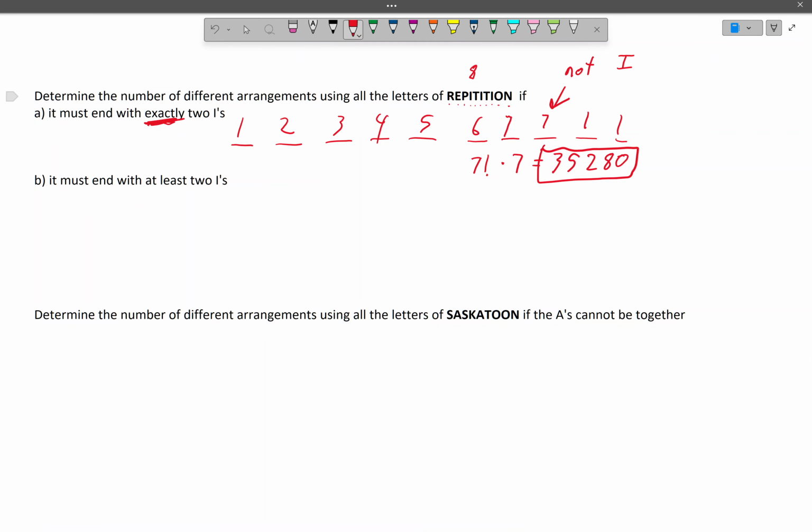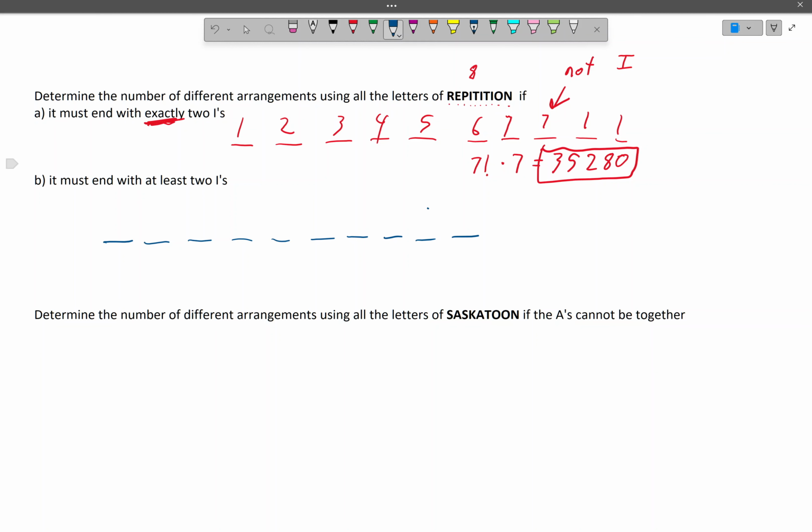As our answer. All right, let's try the next one here. It must end with at least two I's. Well, that's different. At least two I's means 1, 2, 3, 4, 5, 6, 7, 8, 9, 10.